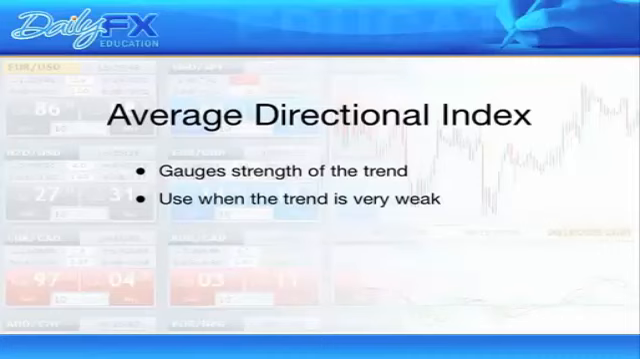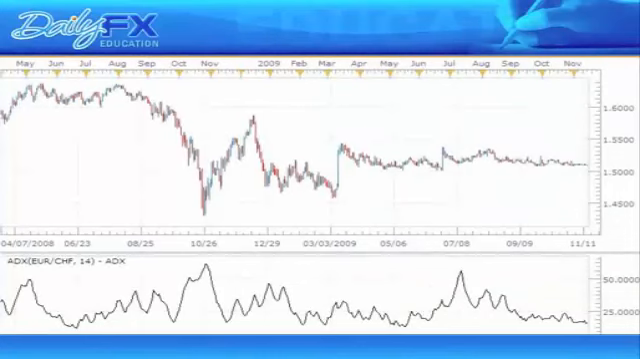The ADX was developed by J. Welles Wilder in 1978 to gauge the strength of a trend. Since range-bound markets tend to consolidate after an established trend or result from trendless markets, we can use this indicator to guide us when the trend is very weak. Here's an example of the Euro-Swiss with the ADX plotted at the bottom of the chart.